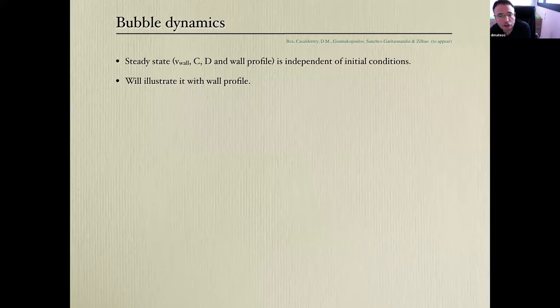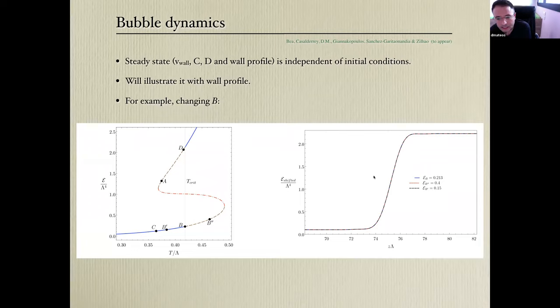Let me show that this is not the case, again, by looking at the wall profile. Here I'm showing you the different profiles for the wall, again shifted by a constant. You start with A, the energy density outside the bubble, but then you start with different states, B, B prime, or B double prime inside the bubble. So you vary B, but the bubble will readjust itself so that inside you're always left with C, and the profile is always the same and the wall velocity is also the same.